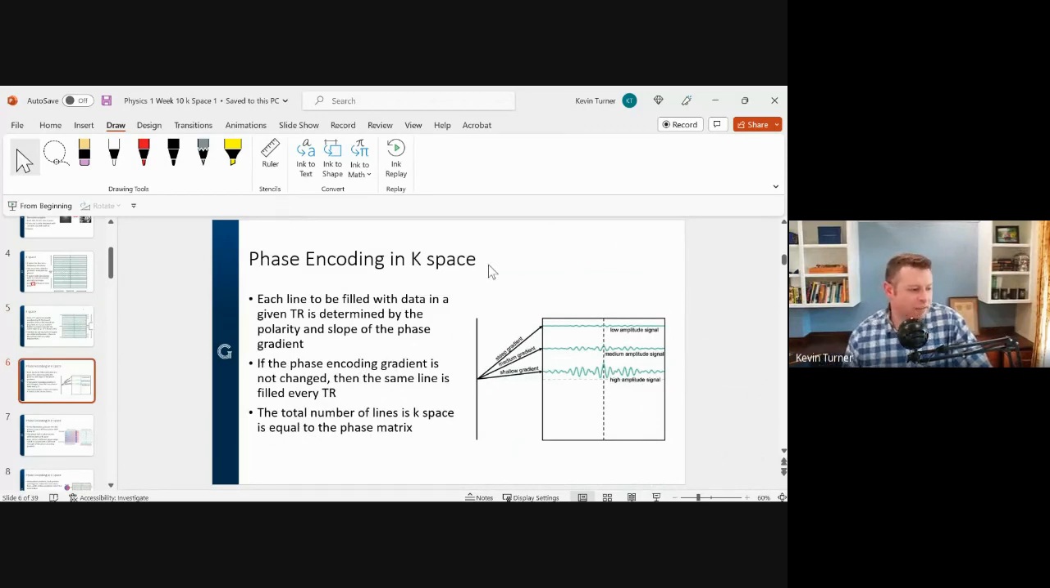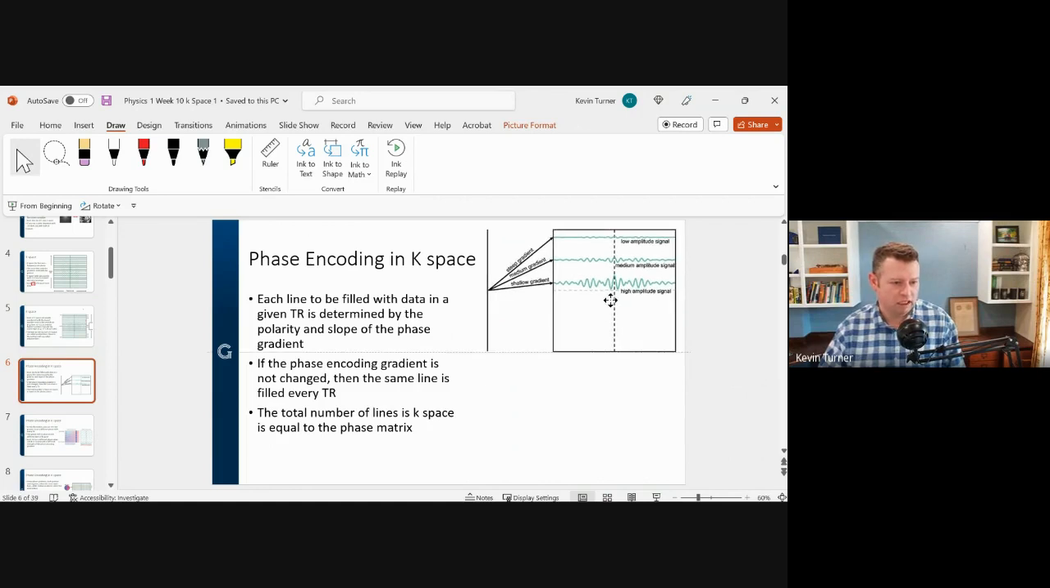So each line has to be filled. Oh, we said that. So polarity and slope of the phase encoding gradient. All right. If the phase encoding gradient is not changed, then the same line is filled every TR. The total number of lines in K-space is equal to the phase matrix. So let's talk about this.